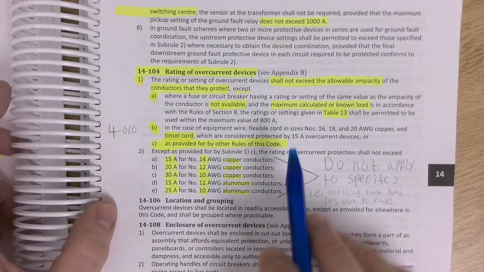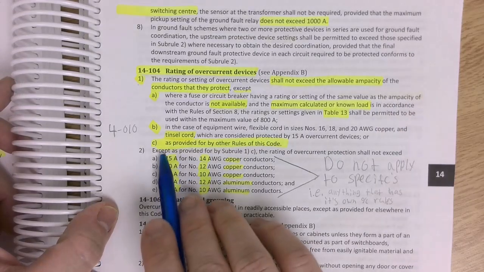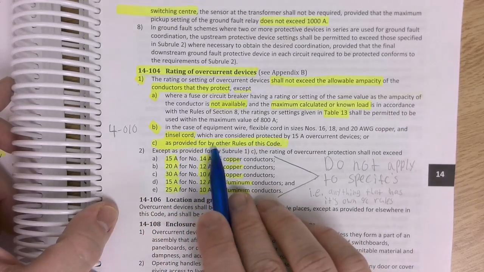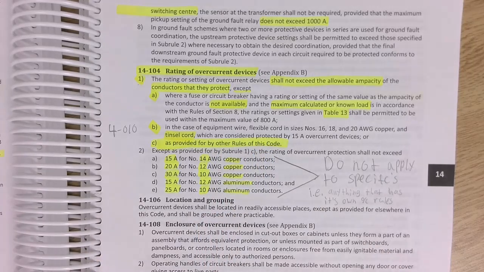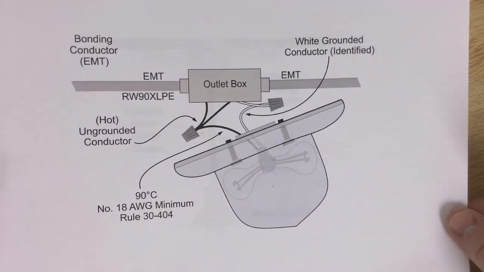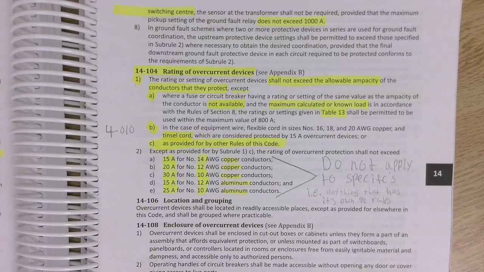But as it says, section 14 is a general section. It says as provided by other rules of this code. So since lighting is a specific or supplementary section, and it says you can use 18 gauge for luminaires in this capacity, then 18 gauge is allowed. So the code book between the sections are getting along just fine.